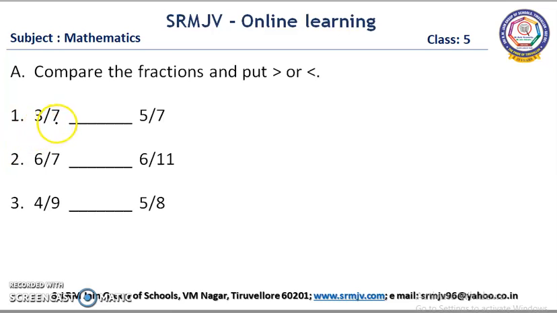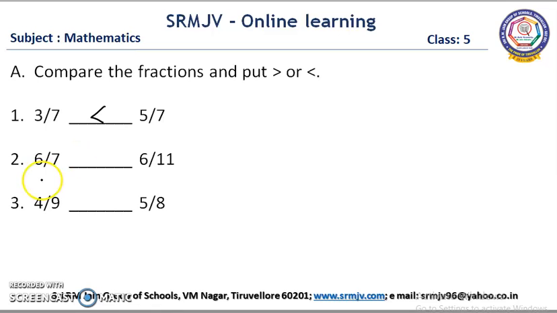Here the first question is 3 by 7 and 5 by 7. The denominators are same, so these two fractions are like fractions. To compare like fractions, just we have to compare the numerators. The fraction with the greater numerator is greater. Here the numerator is 3, here the numerator is 5. So 5 is greater, so the fraction 5 by 7 is greater.